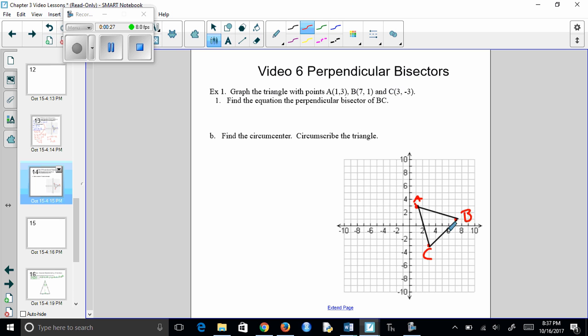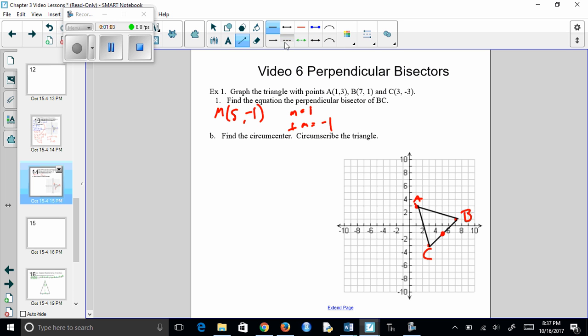I think we probably found this a couple times already, but if we want to find the midpoint of BC, that's going to be 10 divided by 2, which is 5, and negative 2 divided by 2, which is negative 1. And if I go 5 out, negative 1, it looks like that's on the line. So I feel good about that. Now, we've also found the slope of BC to be up 4 over 4, so a slope of 1. So my perpendicular slope is going to be negative 1.